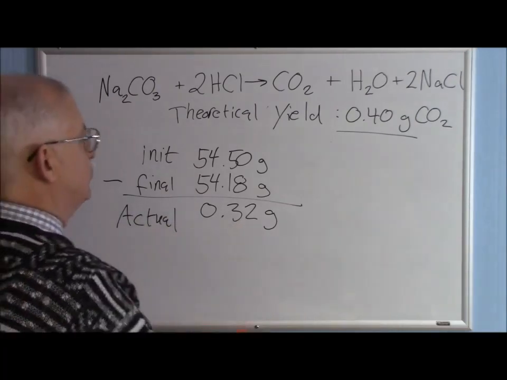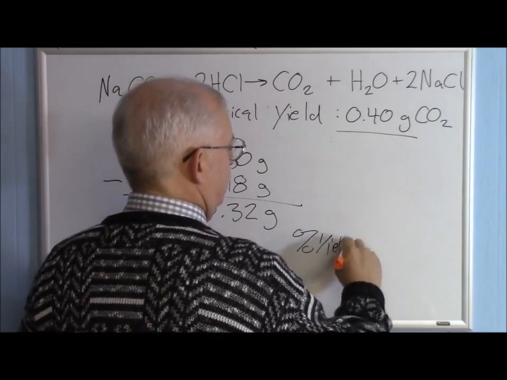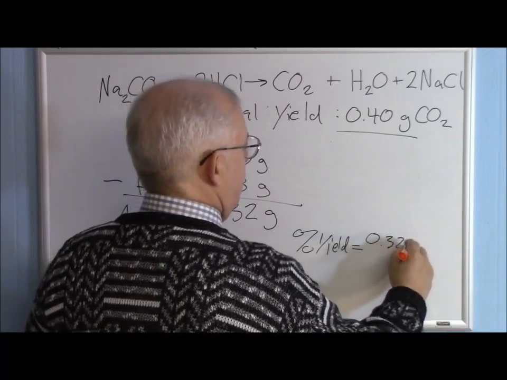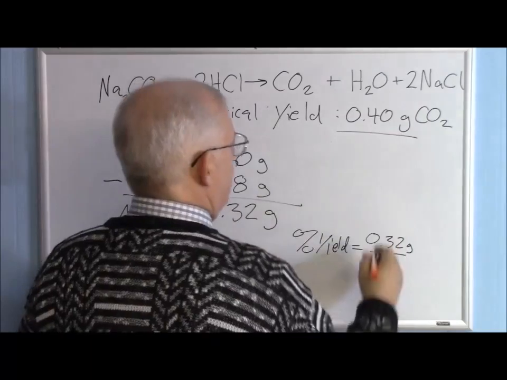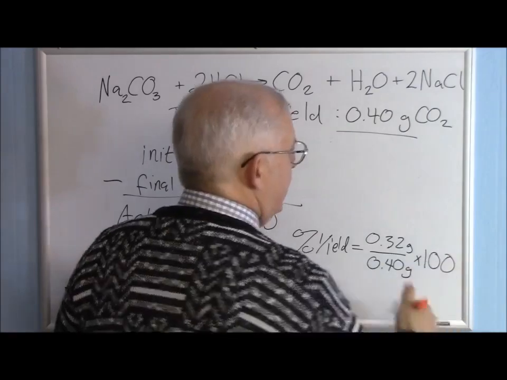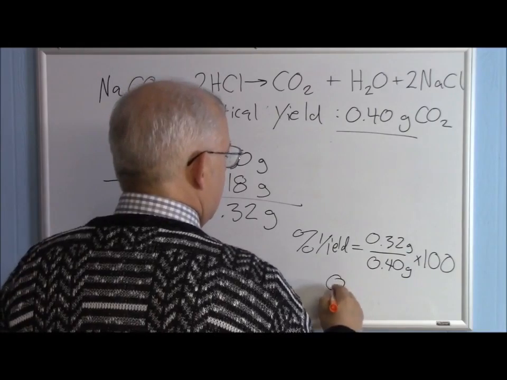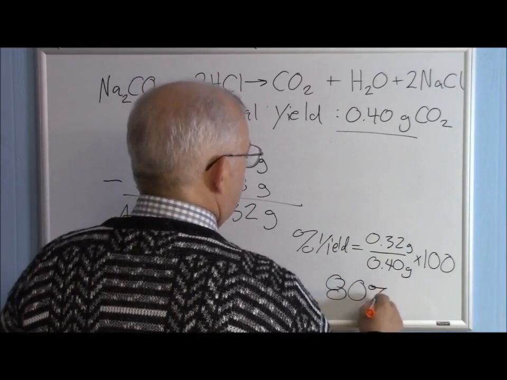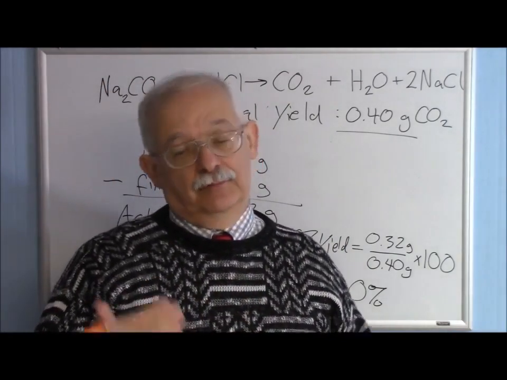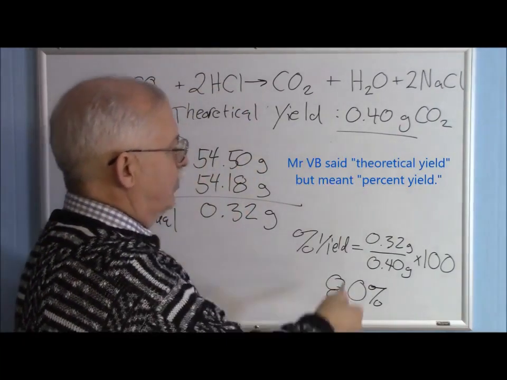So we have our theoretical yield of 0.40, our actual yield of 0.32. Now we can calculate a percent yield equal to our actual 0.32 grams divided by our theoretical 0.40 grams times 100. And for this data, which is fictitious by the way, this number ends up being 80%. So what we can say in conclusion is, using these data values, that in my case these are fictitious numbers, but the percent yield of CO2 was 80%.